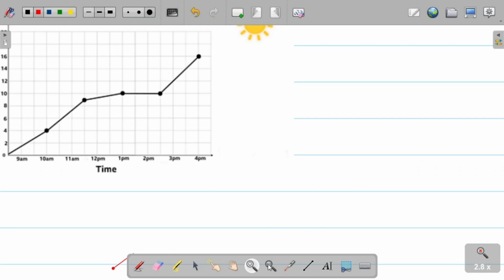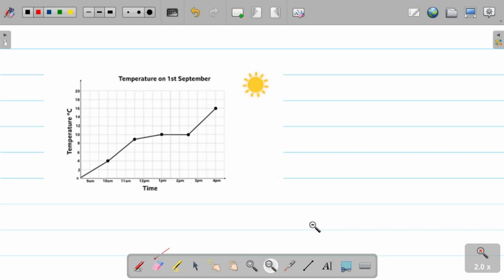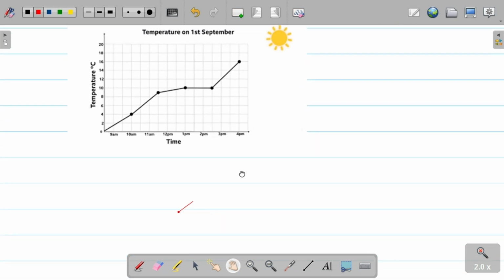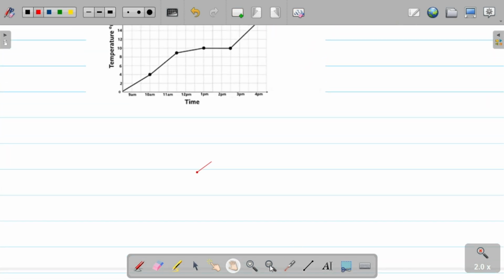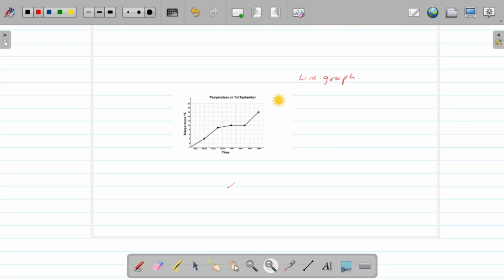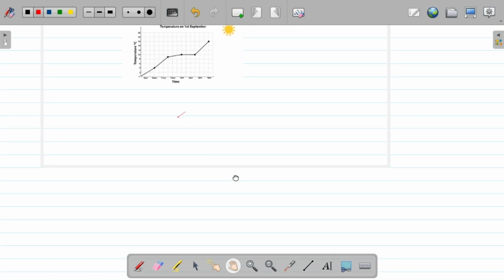Right, good day. Today we're gonna be looking at drawing a line graph, which essentially should look something like this. I will be taking you through a step-by-step tutorial on how to draw a proper line graph so that you don't lose marks in your test and exams because of a line graph.